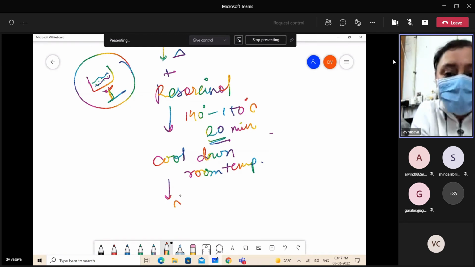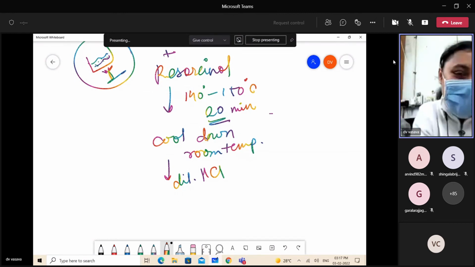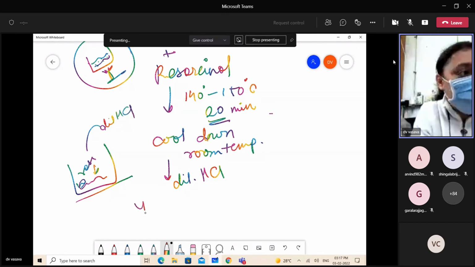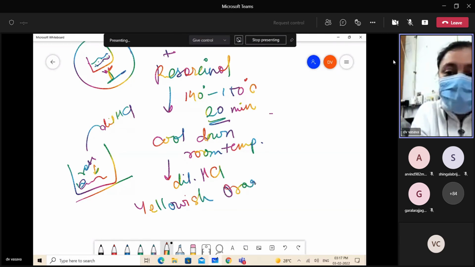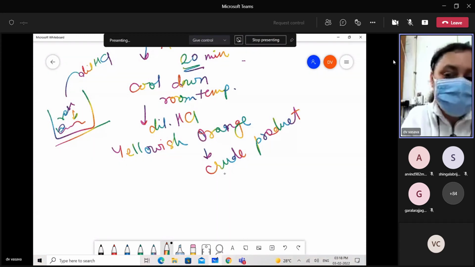And meanwhile, we can prepare the dilute HCl, which is then added to it. So we have our mixture of ZnCl2 and acetic acid. Then we have added the resorcinol, and now after cooling it, we will add dilute HCl to it, and finally we are left with a yellowish orange color of our product, which is in the crude form. So this is a yellowish orange colored resacetophenone, which is crude.